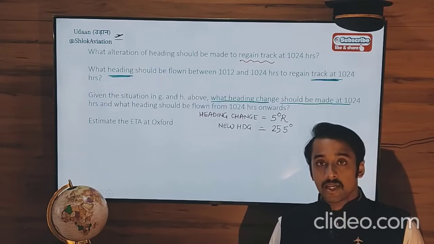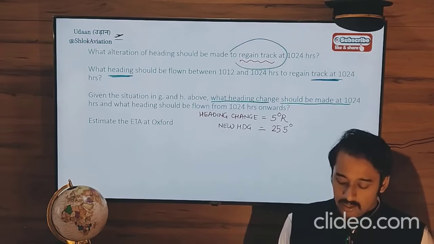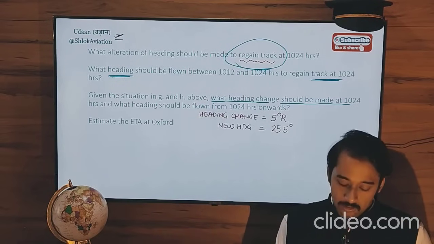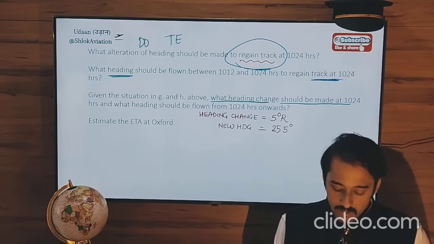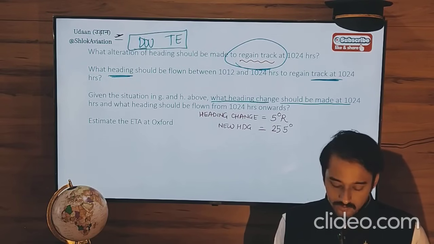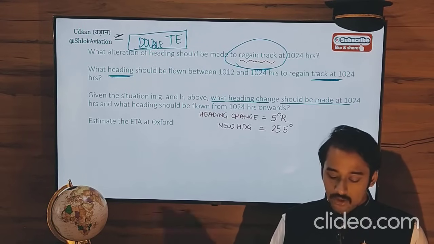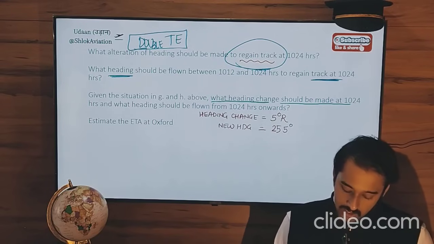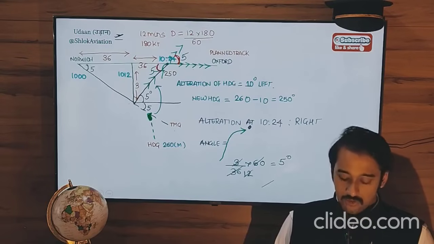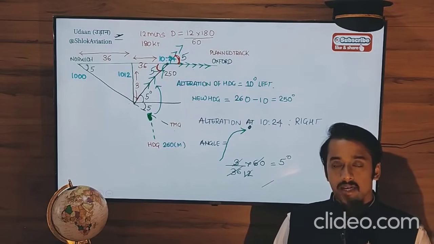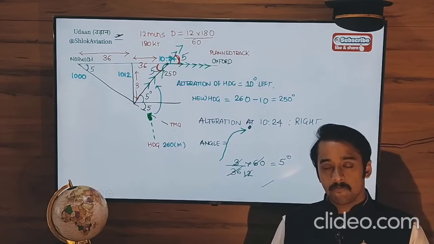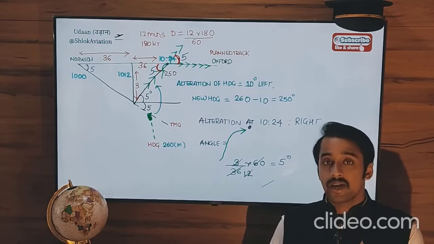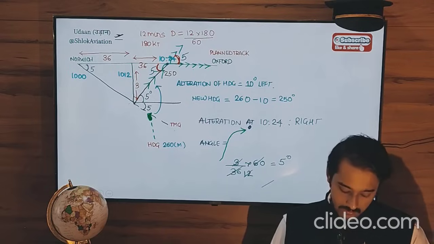Further, we were asked about the new heading to regain track. Instead of going directly to Oxford, you're rejoining the planned track. So in this case, what method will you use? The double track error method. So read the question carefully, whether they're asking you to go directly to your destination or to rejoin the track. And then the estimated time of arrival. So it is a very long sum, but it consists of only your basics: speed, distance, time, track error formula, and knowing the fundamentals of directions. Going left hand side, directions decrease; going right hand side, they increase. So you have to remember that.